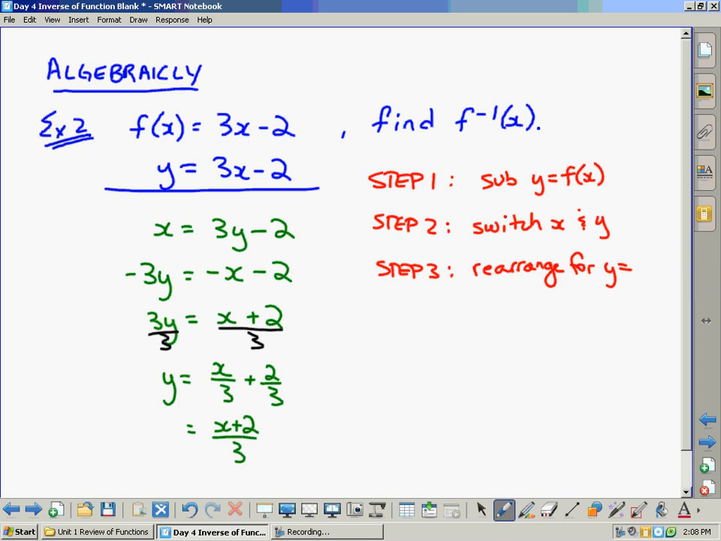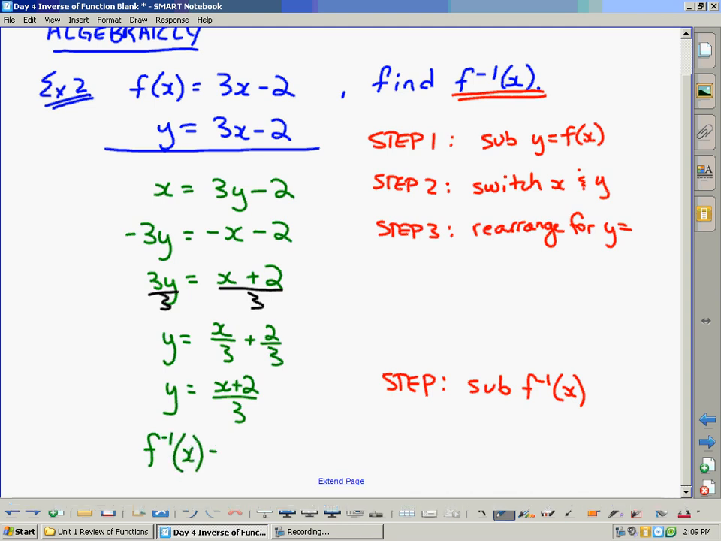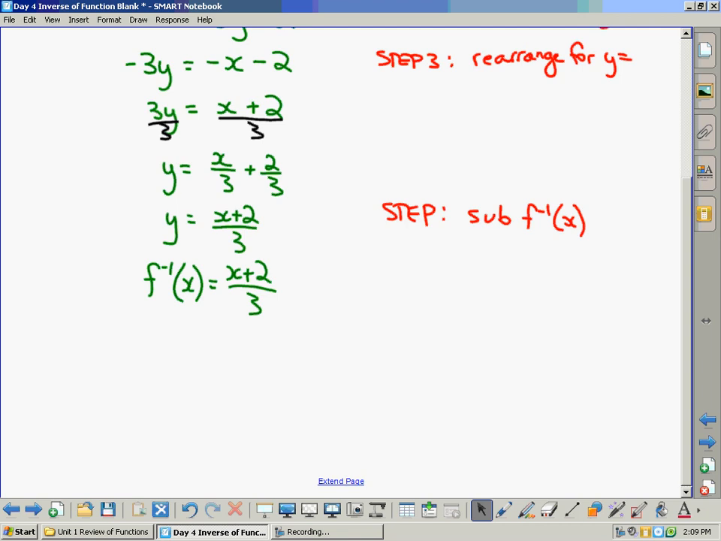The last step, and it's important, especially in this question, is that we've got the equation, but now our step 4 is to sub the f at negative 1 of x notation in for y. Because if you look back, the question said find this. So we just simply finish by saying instead of the y, we're now saying, okay, this is the equation of the inverse, so I use this notation, and x plus 2 over 3. And that's the equation of the inverse.